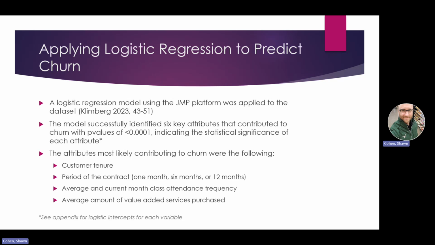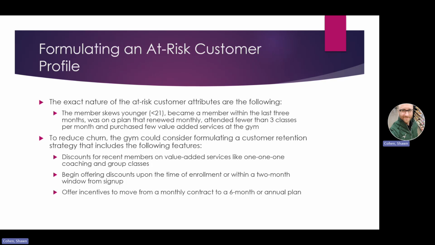Interestingly enough, the attributes that contributed the most to churn were how long the member had been a customer and the nature of their contract. The gym offered 1 month, 6 month, and 12-month contracts, and that was a big contributing factor. Also, whether they attended any classes, and whether they had purchased any additional value-added services.